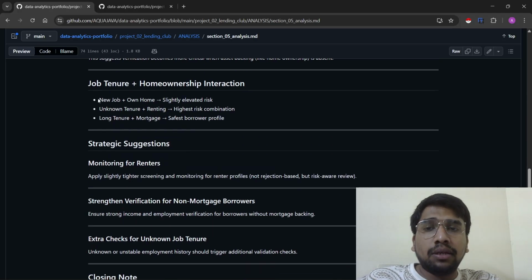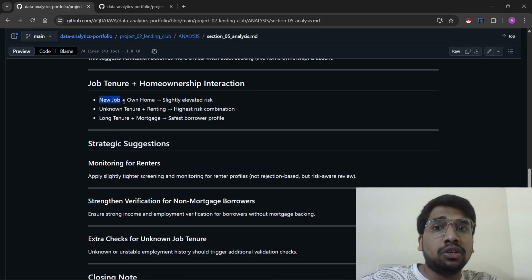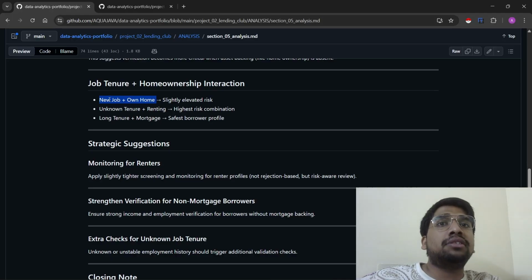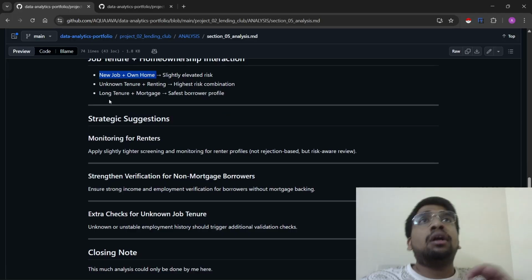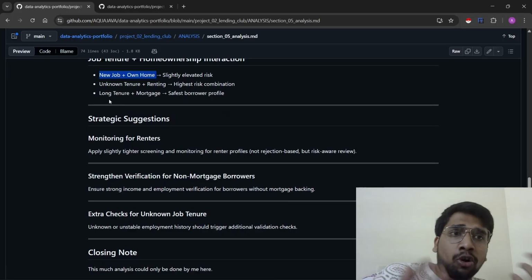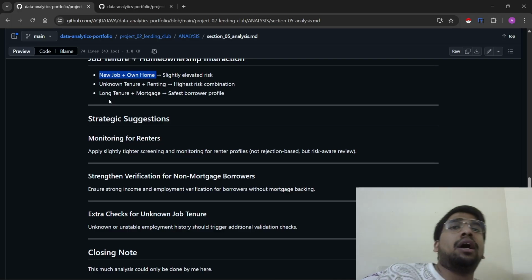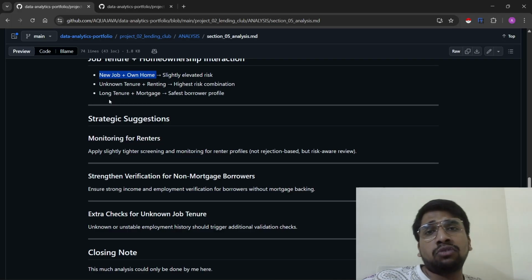And here again, in short, I have done some analysis that if someone has a new job and owns a home, they have slightly elevated risk. New job in the sense that their job length is less. Again, the exact numbers for it were derived from either my common sense or whatever I thought, or whatever the industry standards were as per ChatGPT and Google.